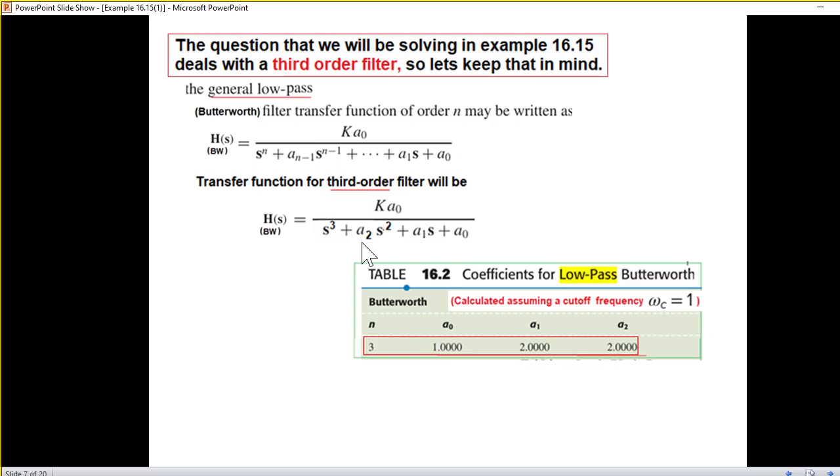So if we put these values now in this equation, the third order filter denominator will now be s square. A2 from here you can see is 2, so 2s square. And A1 is also 2, so 2s plus 1.